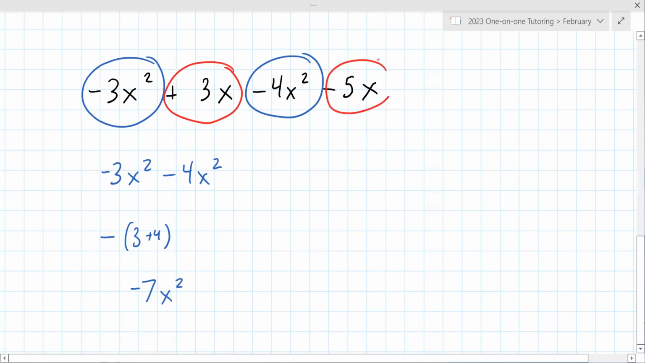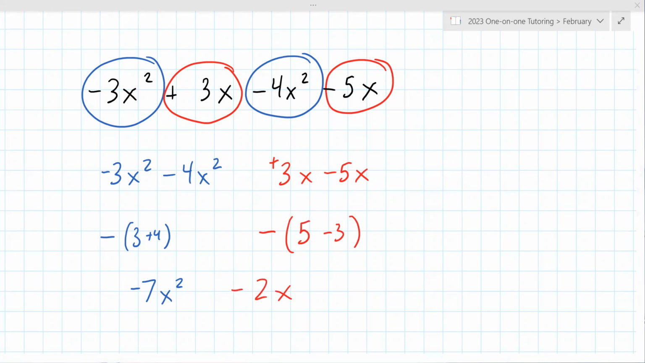Then it's positive 3x minus 5x. Again, one's positive, one's negative, like we had in a previous problem here. So the one that's further from 0 gives the sign. So this is going to be a negative. And then you look at the numbers 5 minus 3, the larger minus the smaller. So this becomes negative 2x.